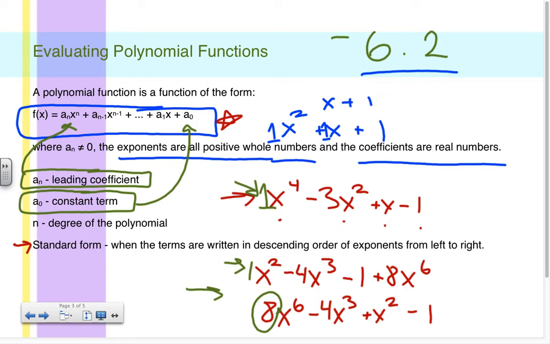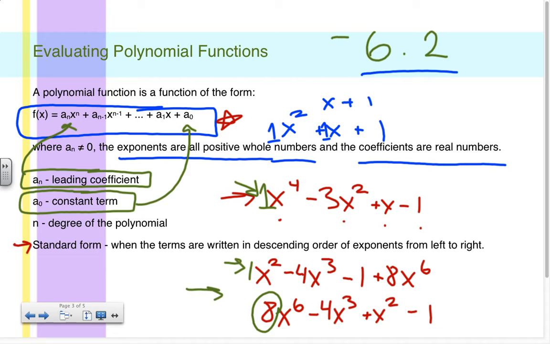So when I have something written in standard form, the first constant that's in front of the x variable with the highest exponent, that's going to be my lead coefficient. And that's going to be important when we get to graphing, looking at what it is, if it's positive, if it's negative, things like that.